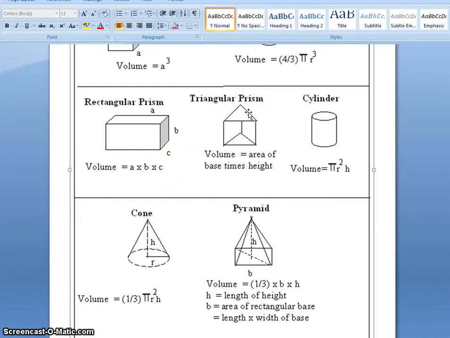Triangular prisms are basically prisms made out of triangles with rectangles on the sides. To get the volume, do the area of the base times the height.